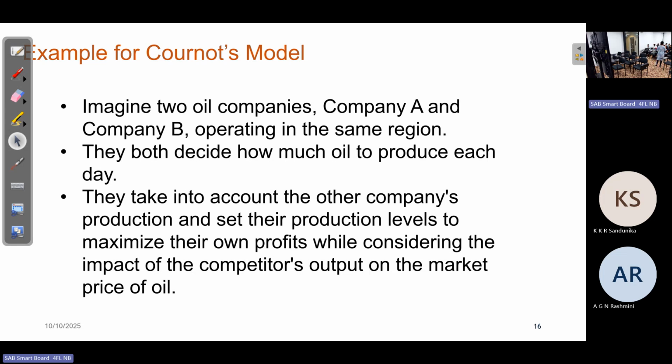Firm A will think firm B will produce this much quantity. They assume that quantity of the other firm. Accordingly, they will decide: if firm B produces this much, I will produce this. Understood? Thinking about how much the other will produce, I plan how much I will produce, in order to maximize my profit.